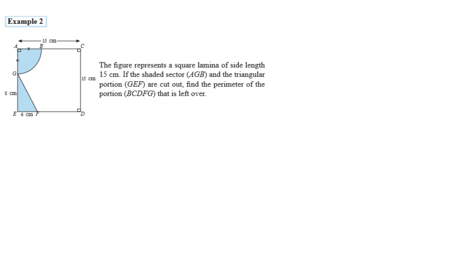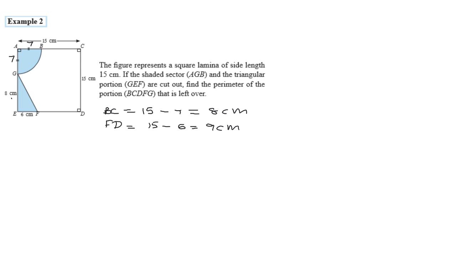Okay, now we'll start. So AG is 15 minus 8, that is 7. So AB is equal to 7. So then you can find BC. BC is equal to 15 minus 7, which is equal to 8 cm. Now FD. FD is equal to 15 minus 6, which is equal to 9 cm.